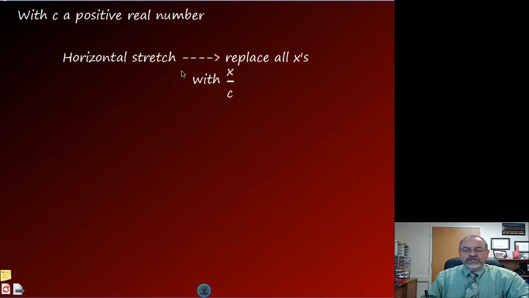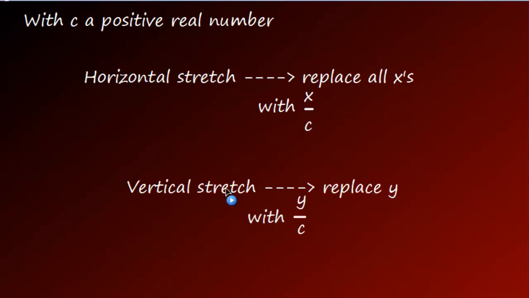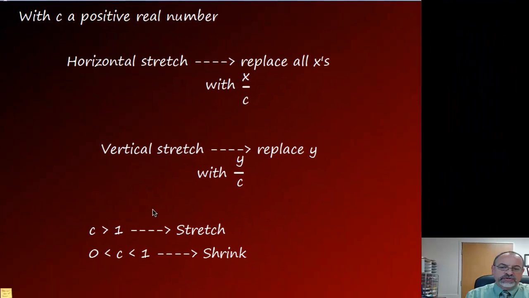So a horizontal stretch, and horizontal is moving right or left, which is the x-axis, so it makes sense that we're going to replace all of the x values with x over c, c being that positive stretch or shrink. The vertical stretch is going to replace the y values with y over c, and again the c value being that positive number that's a stretch or a shrink.